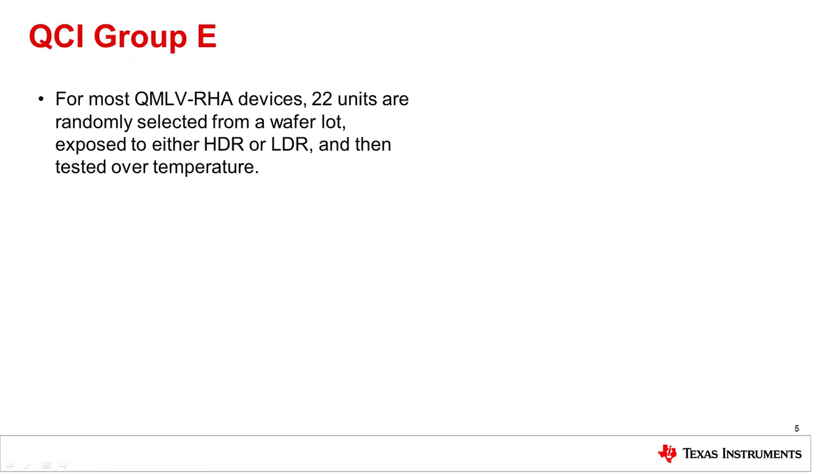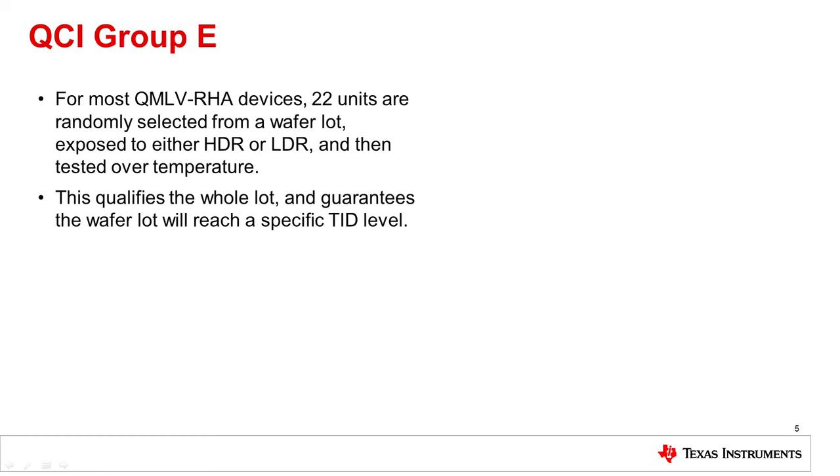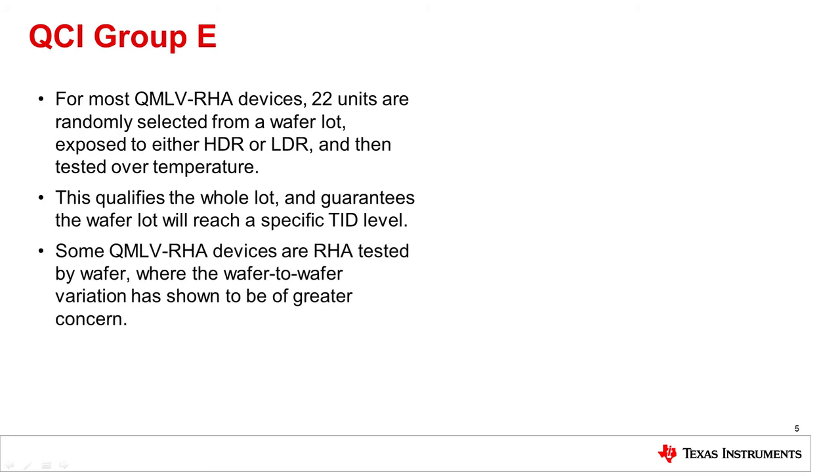For most QMLV RHA devices, 22 units are randomly selected from a wafer lot, exposed to either HDR or LDR, and then tested over temperature. This qualifies the whole lot and guarantees the wafer lot will reach a specific TID level. Some QMLV RHA devices are RHA tested by wafer, where the wafer-to-wafer TID variation has shown to be of greater concern.